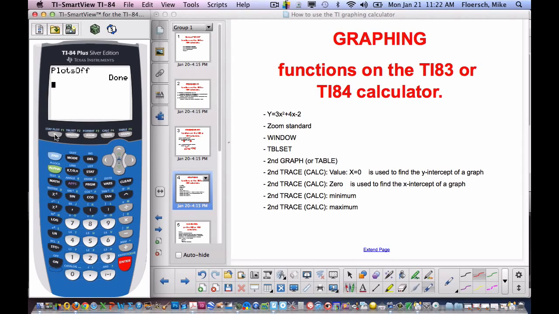Now let's go to y equals. Clear out anything you have in any of these equations. Now you do want to make sure you go all the way down to y8, y9, and y0. Make sure there's nothing in there. Sometimes things get in there and mess everything up. Let's type in the equation.